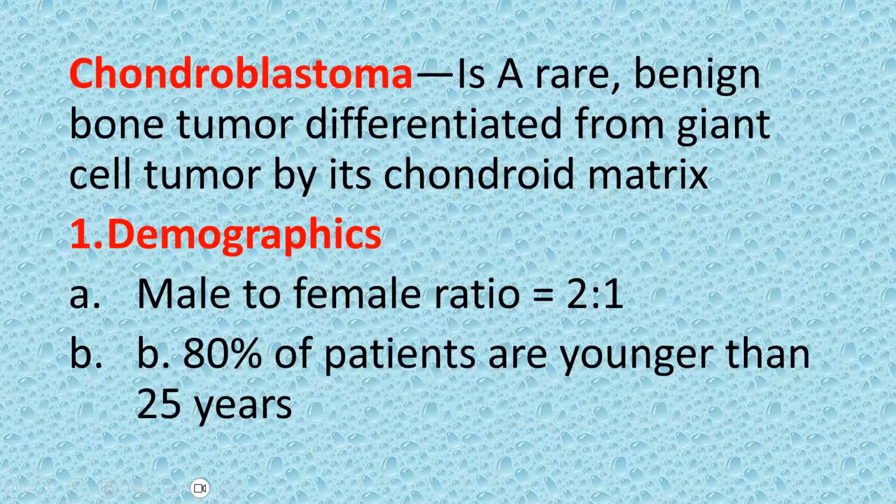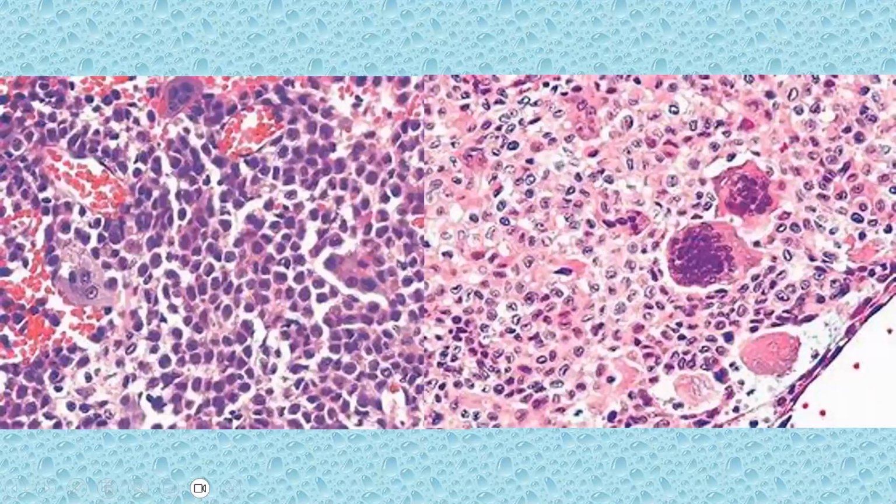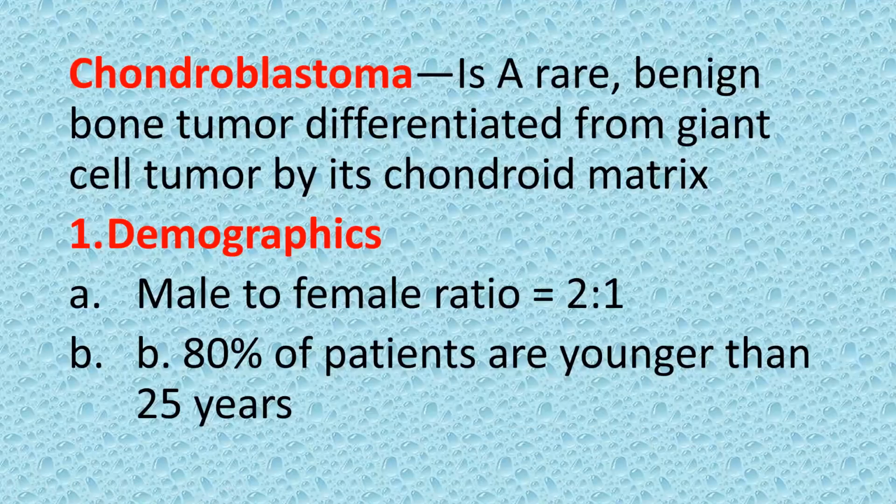Chondroblastoma is a rare benign bone tumor differentiated from giant cell tumor by the chondroid matrix. This is a lesion which occurs in children before the closure of the epiphysis, while giant cell tumors occur in the epiphysis once it's closed, and it can occur combined in the metaphysis and the epiphysis. The male to female ratio is 2:1. 80% of patients are younger than 25.